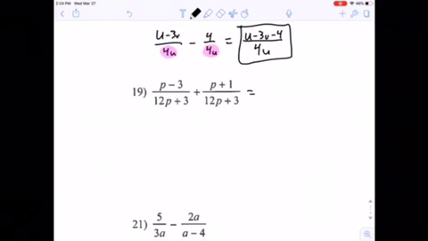Move on to 19. We have the same denominators, so our answer will have the same denominator. And now we just have to add the tops. p plus p is 2p, and negative 3 plus 1 is negative 2.